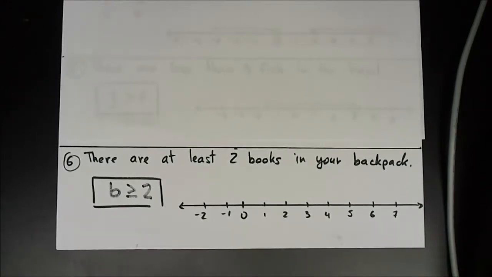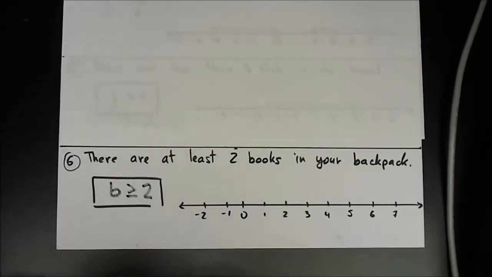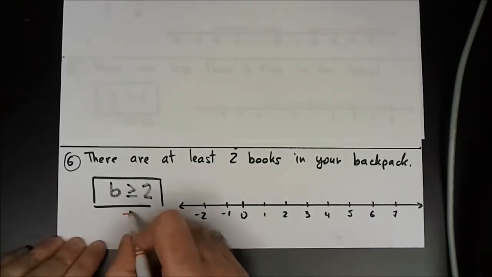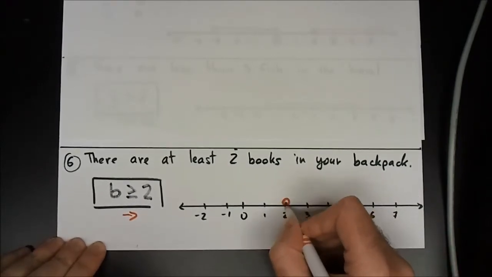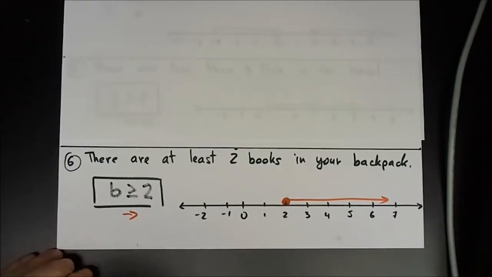Open circle or closed circle? And which direction as well? Closed circle because it's a combo, 2 is included, and because the larger part is facing towards the variable, that way. So at 2 we have a closed circle facing that way. Questions on 6?